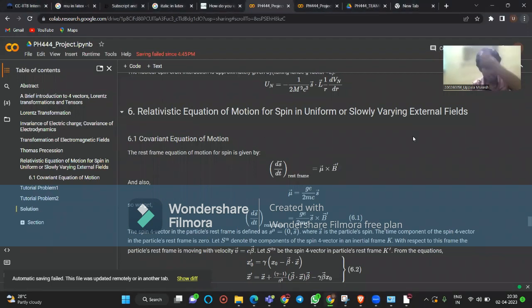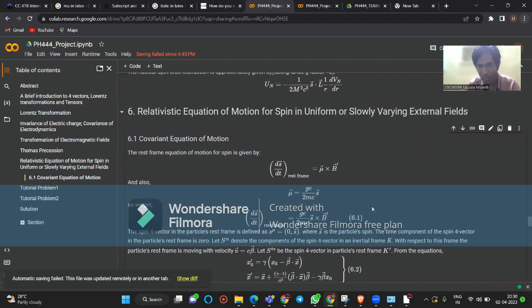Hello, my name is Mukesh. Now I'm presenting for team 6. I'm presenting the topic: relativistic equation of motion for spin in uniform or slowly varying external fields. Now, let me go through the sections in my topic. The first one is the covariant equation of motion.